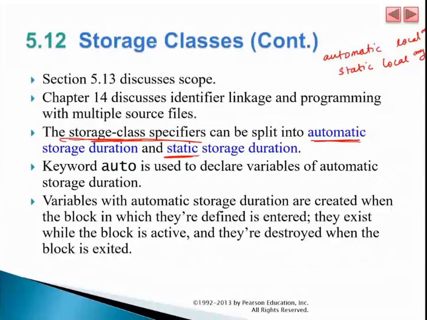What is the difference between automatic and static? If you want to make a variable automatic, you can use the keyword auto. If you mention this keyword in front of a variable, the variable has automatic storage duration. It is created when the block in which it is defined is entered. It exists while that block is active and is destroyed when the block is exited. This is the property of auto storage duration.